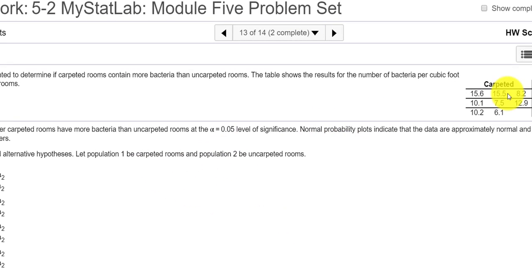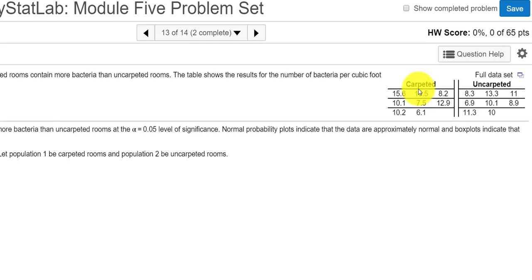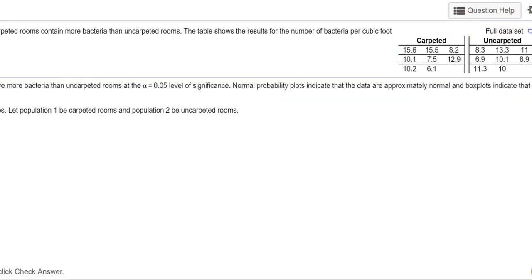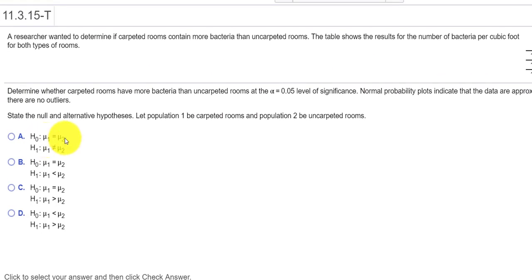So in this example, it looks like we have data for rooms that are carpeted and uncarpeted, and our research wants to determine if the rooms with carpet have more bacteria. So the null hypothesis would be that the two rooms have the same amount of bacteria, meaning U1 equals U2. So our choices have to be either A, B, or C.